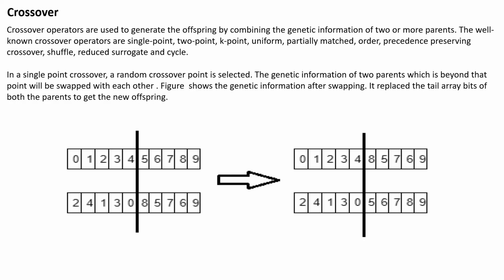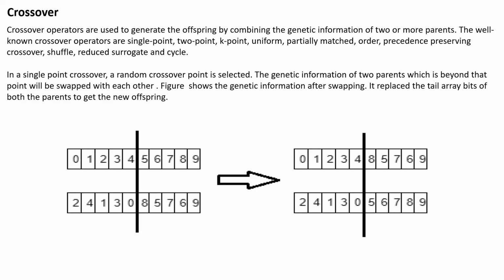So you'll always inherit traits from both of your parents, and these crossing over events basically aid in inheriting these genes. Now, here also the crossover operators are used to generate the offspring by combining the genetic information of two or more parents. Well-known crossover operators are single point, two point, k point, uniform, partially matched, ordered, etc. So there are a lot of crossover events. I'll describe a few here. Some illustrations are given here.